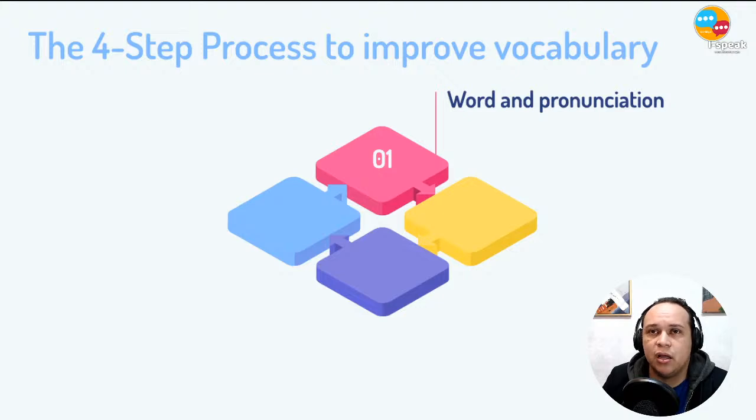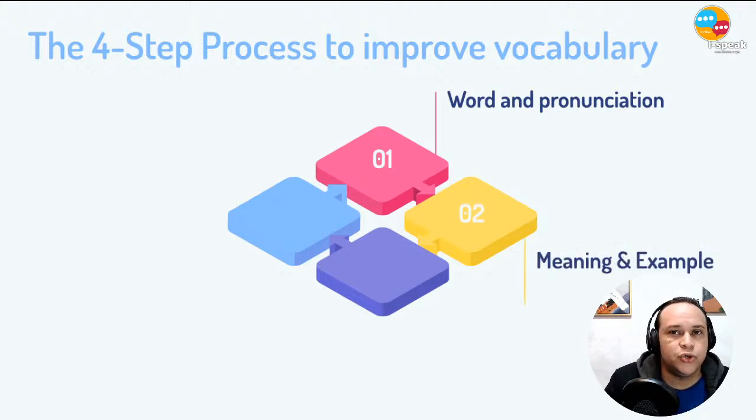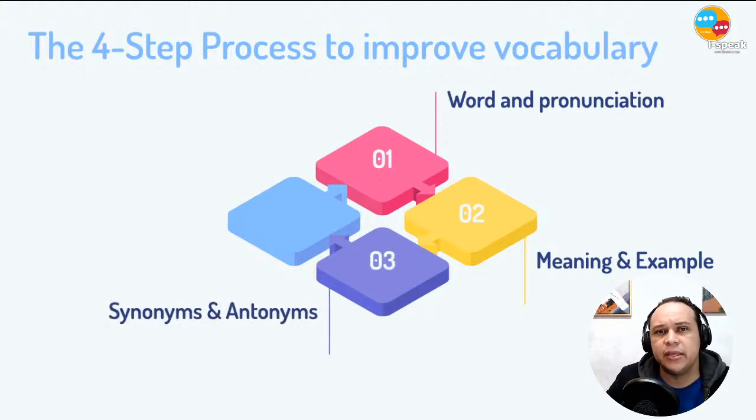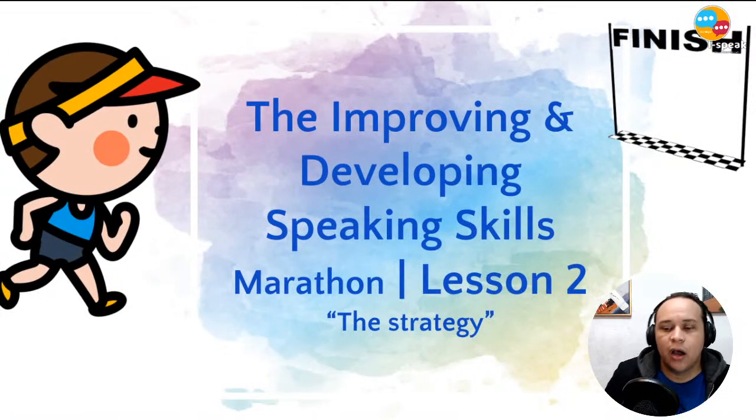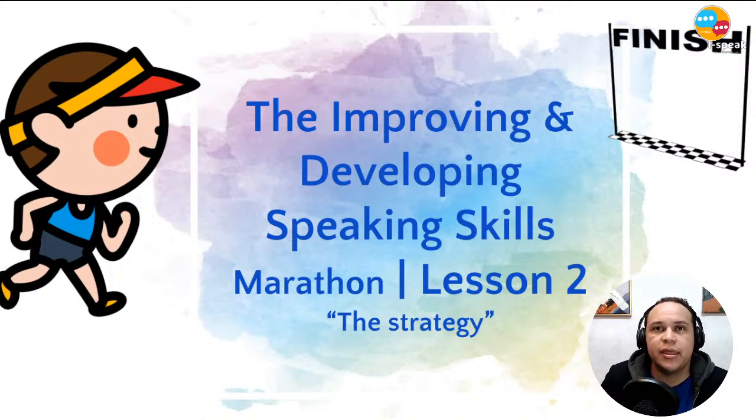So everybody is on the same page. Number 2, meaning and example, right? Try to look for the meaning and the example of the word that you listen. Number 3, synonyms and antonyms, and last but not least, make your own sentence. Why is that important? That is important because the more you do it, the better your process of learning new vocabulary will be. Okay, now, so let's go ahead and start with lesson number 2, the strategy.